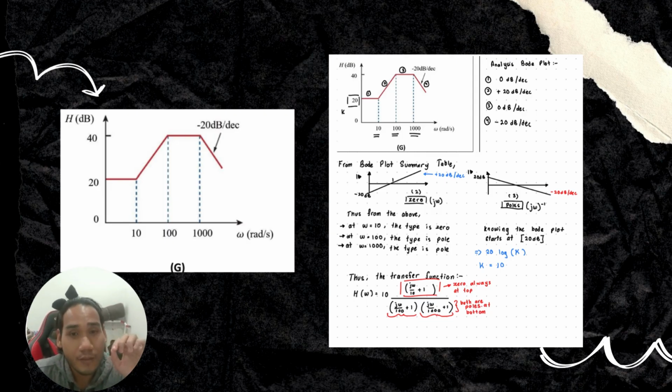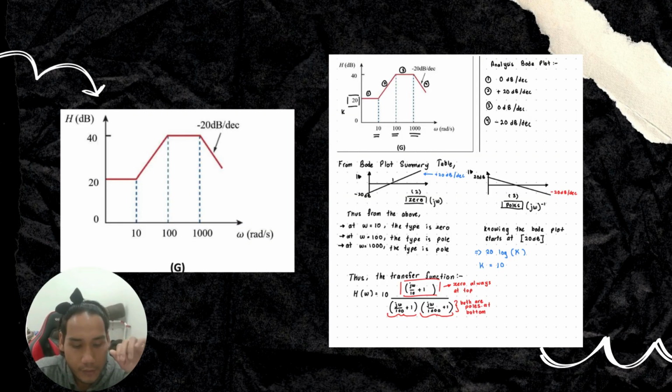We just have to take the anti-log, and we will get the gain k is 10. So our constant number for k is 10. And the tree movement shows that, what is our numerator and denominator.